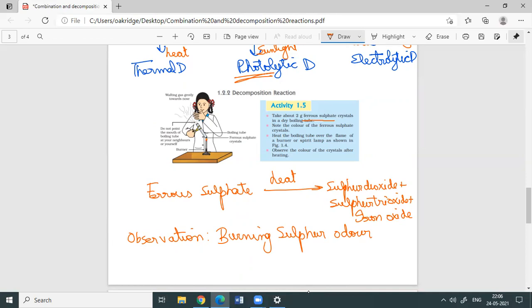Okay, so if we are writing this in the chemical equation, it is FeSO4. In grade 9 you would have learned sulfate means SO4. When you're heating it, what will happen is sulfur dioxide, which is a gas, sulfur trioxide, which is again a gas, and iron oxide. Iron oxide is a solid which is left behind.